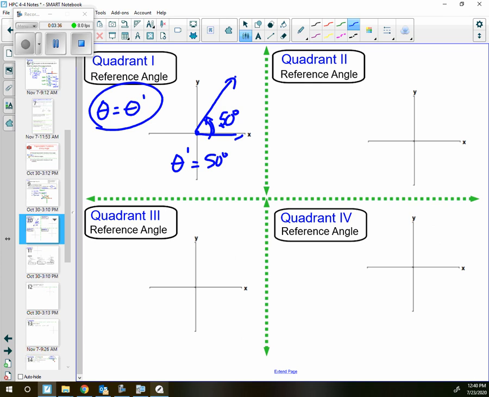All right, let's do quadrant 2. I'm going to draw an example of an angle that's in quadrant 2. So here's my angle theta. It's in quadrant 2. Okay, where's the reference angle? Let's draw it. In this last one, I'm going to do reference angles in red for reference.